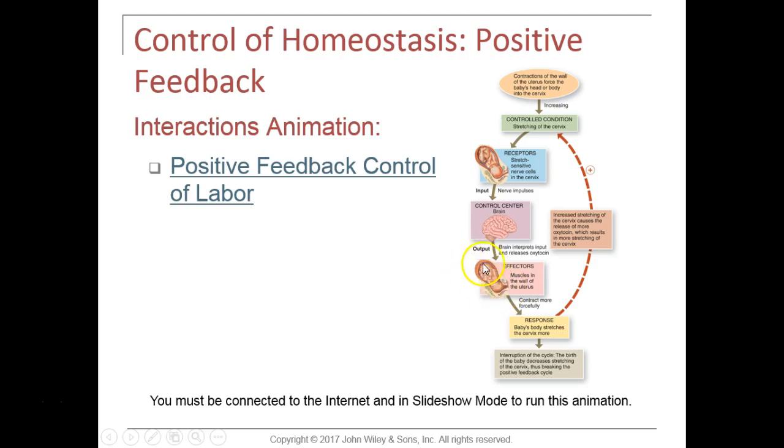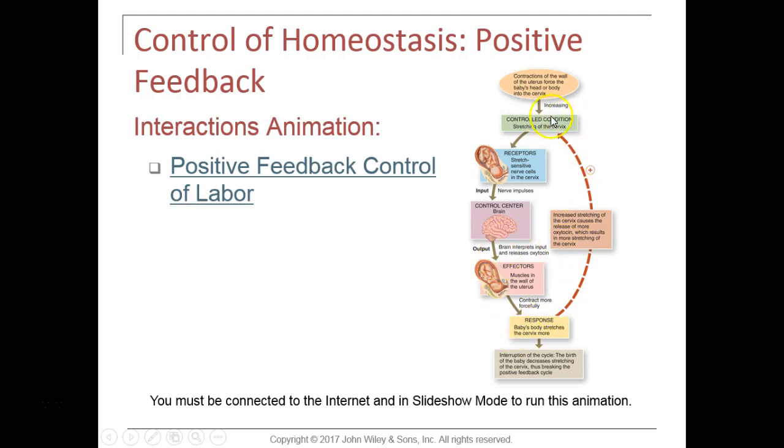Well, what happens when that contraction occurs and the baby's moving into the birth canal? The baby stretches the cervix even more. So look at the original stimulus. The original stimulus was an increase in the stretch of the cervix. Look at the outcome of the reflex. The outcome of the reflex is an increase in the stretch of the cervix. The cervix stretches even more. So the response of the loop, of a positive loop, actually increases or enhances the original stimulus.